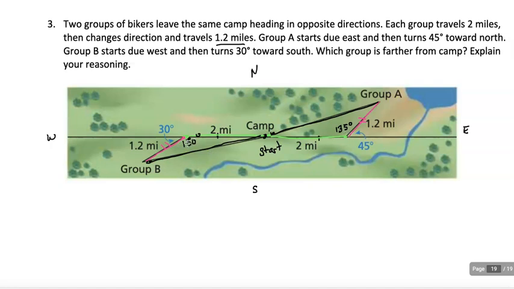So I need to get back inside the triangle. Since they both traveled 2 miles and 1.2 miles on the way back to the camp, and they created a bigger angle of 150 degrees, which is bigger than 135 degrees, Group B is going to have to travel further to get from its current location back to the camp. So Group B has a bigger distance than Group A. A little tricky on that one, using the exterior angles versus the interior angle of the triangle.